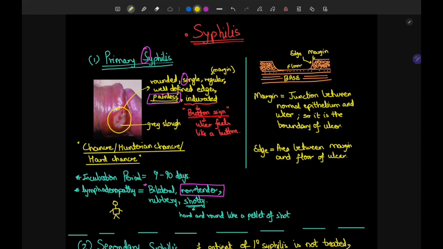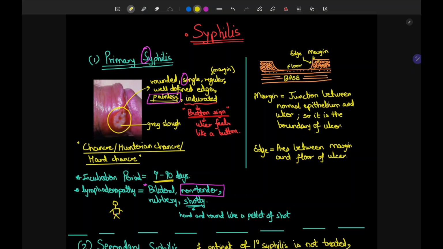And see, the incubation period, it's 9 to 90 days. Syphilis has an incubation period of 9 to 90 days. And I have told you primary syphilis has a single ulcer. Incubation period is 9 to 90 days. It sounds similar, no? 990 syphilis and single ulcer.